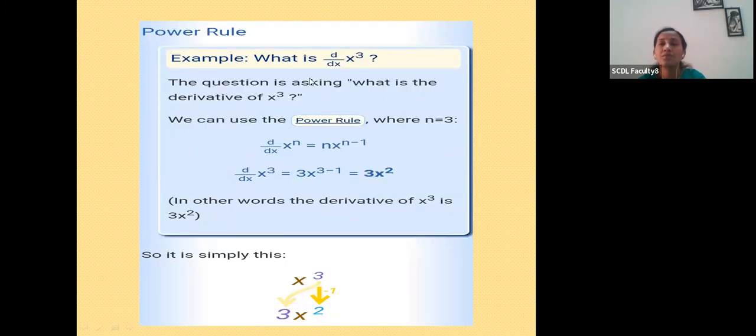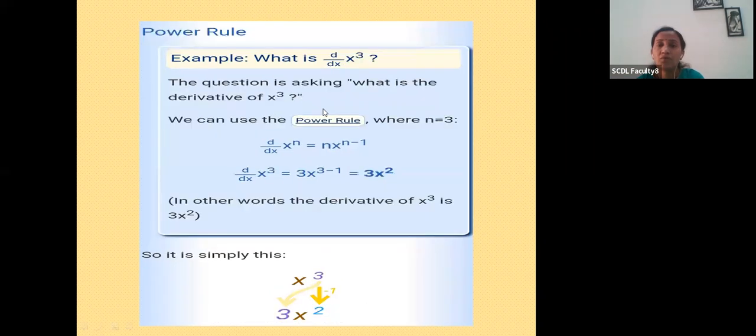Now next one. What is d by dx of x cube? Here again, we have to find the derivative of x cube. Which rule do we have to use here? We have to use the power rule, not the product rule.